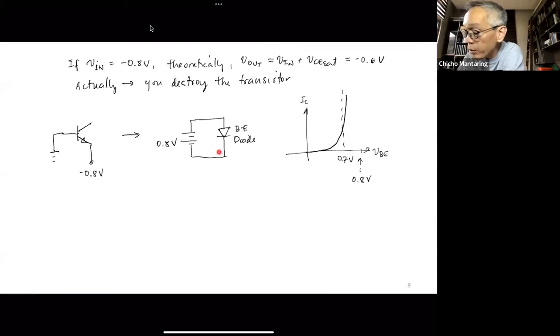We know that the forward conducting voltage of this is 0.7, but you're applying a voltage of 0.8. So you're forcing this voltage on something whose normal voltage drop is only about 0.7. It's actually an invalid circuit, right? But in actuality, what will happen is you're going to destroy this diode.